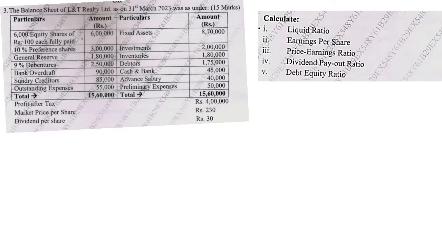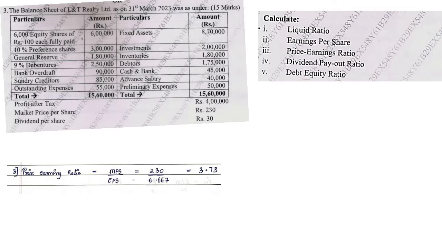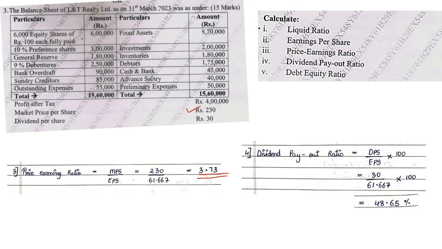Okay, now next, third, price earning ratio, also known as PE ratio. The formula is market price upon earning per share. So the market price of the share is 230, earning per share we just now found as 61.667. So when we divide, we got the value as 3.73, that is the price earning ratio. Next, dividend payout ratio. The formula is dividend per share upon earning per share into 100. Dividend per share is given in the question as 30. Earning per share we already found 61.667, into 100, we got the value as 48.65%. So you can go through these, the next two ratios which they had asked.